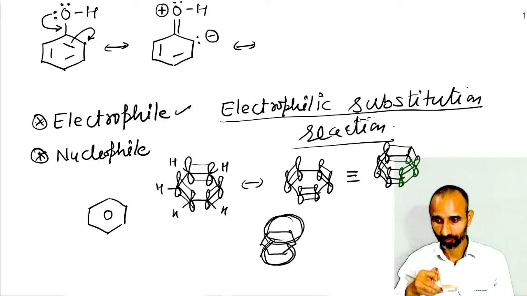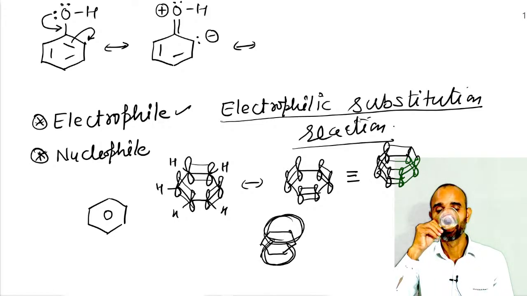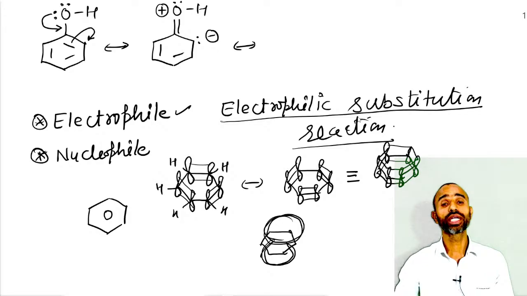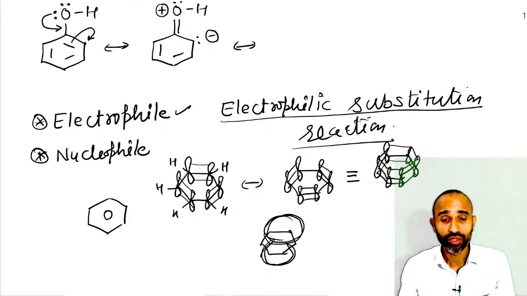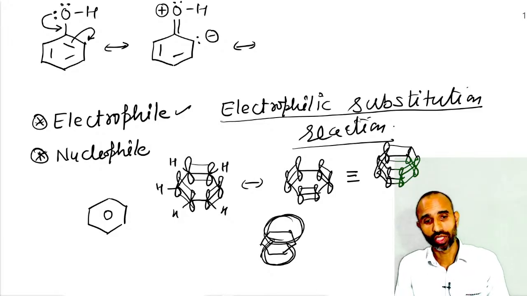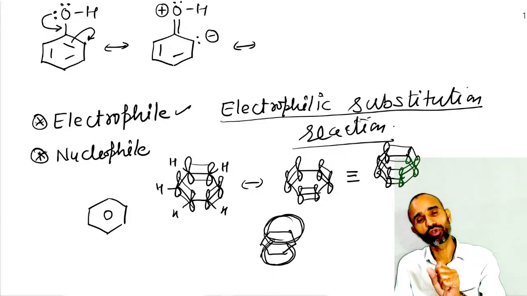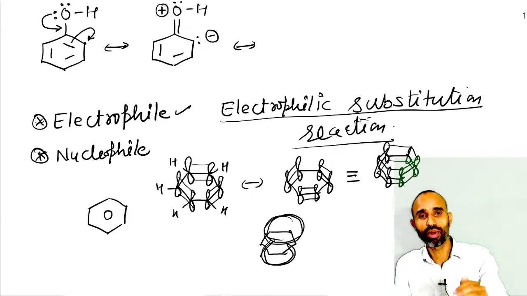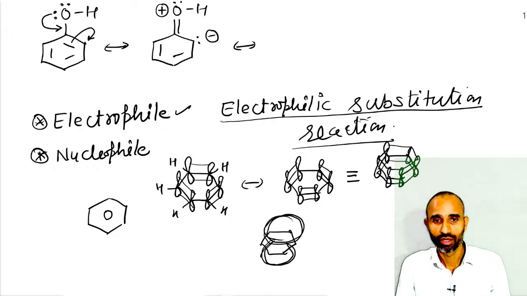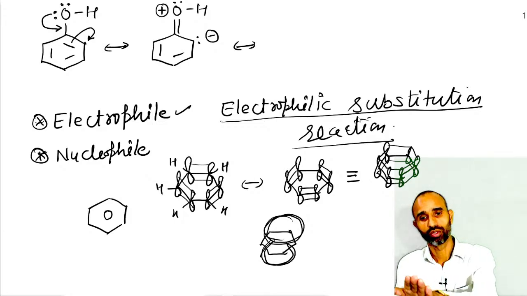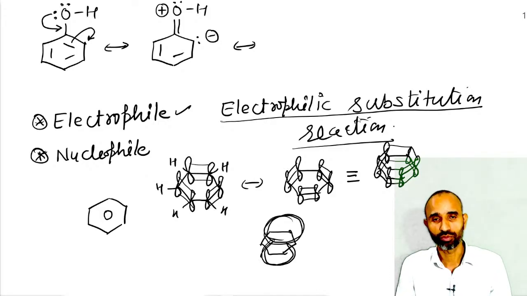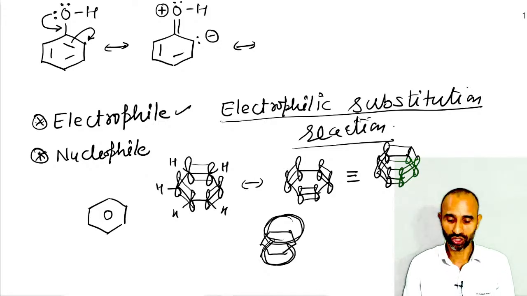Because there is a delocalization of pi electrons, it is aromatic, and the benzene does not want to lose its aromatic character, and therefore in spite of high degree of unsaturation, it will undergo electrophilic substitution reaction rather than addition reaction.